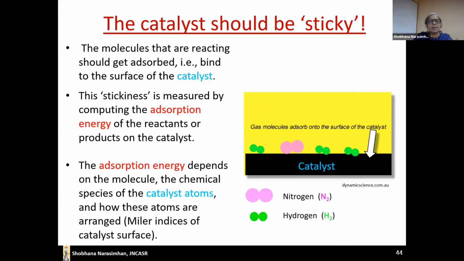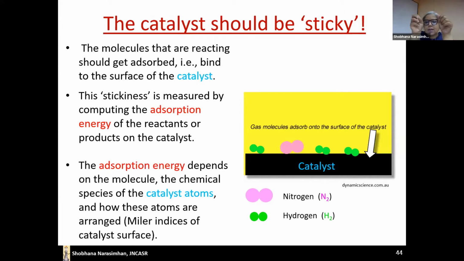So the catalyst should be sticky. What do I mean by that? The molecules that are reacting should get adsorbed. That is, they should come and sit on the surface of the catalyst. And this stickiness is measured by computing what is defined as the adsorption energy of the reactants or products on the catalyst, so how strongly they bind on the catalyst. This adsorption energy depends on the molecule, it depends on the catalyst, and on how the atoms are arranged on the catalyst, that is, on the Miller indices of the catalyst surface.